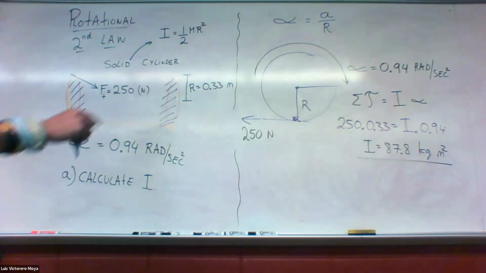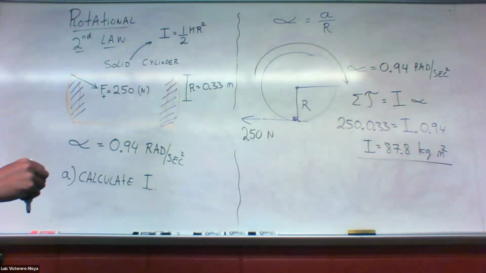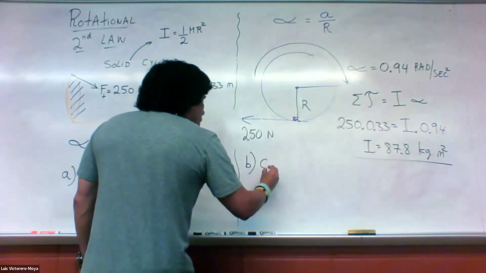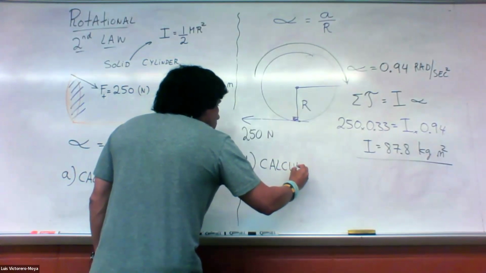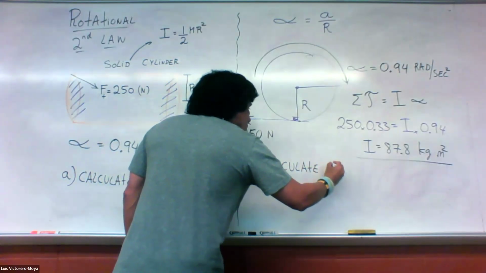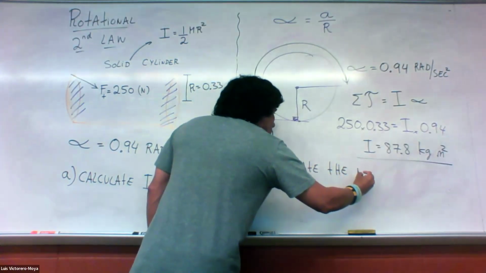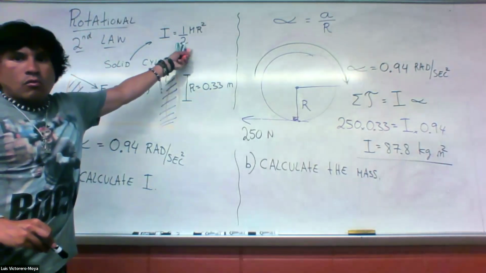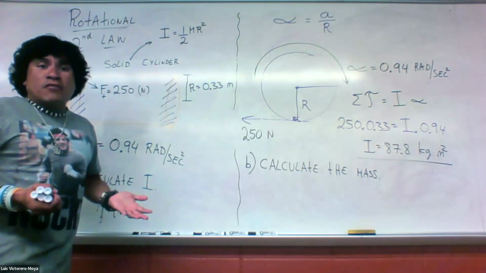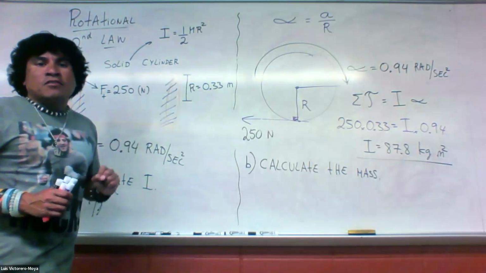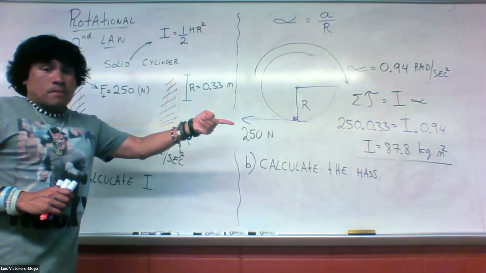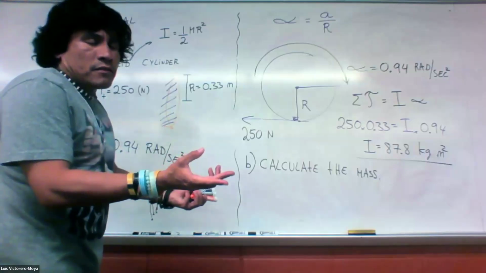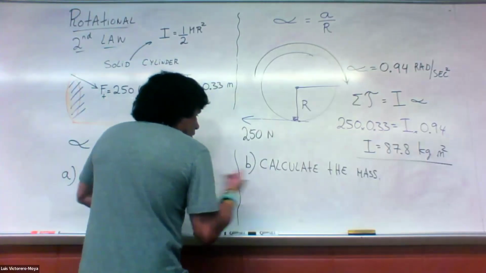Nothing? Okay. So you found the I using rotational second law. Part B is asking you to calculate the mass of the cylinder. And that's why I wrote this. The moment of inertia for a solid cylinder is 1/2 mr squared. You already know I, and you know the radius. So you can find the mass, right?